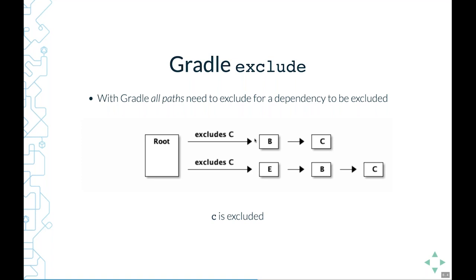Can't say that. And so what Gradle says is, well, if you don't tell me that path doesn't require it, I consider it's important, and so I bring it in. And here you see that you've got to exclude it on both edges, and then you get the right result, the expected result if you really don't want C at all.